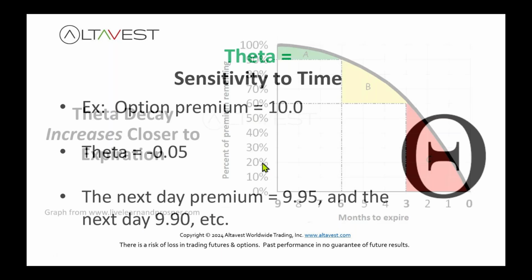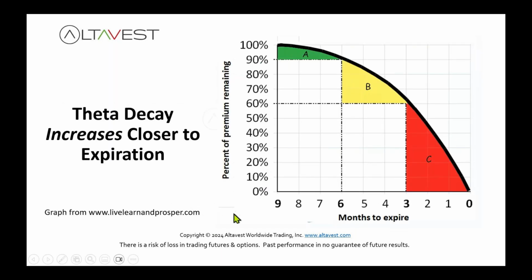And this is sort of what it looks like on a graph. As you approach time zero, the amount of the premium remaining, or percent of the premium, drops and drops and drops, and that's due to just less and less time on the calendar for the option to become valuable.